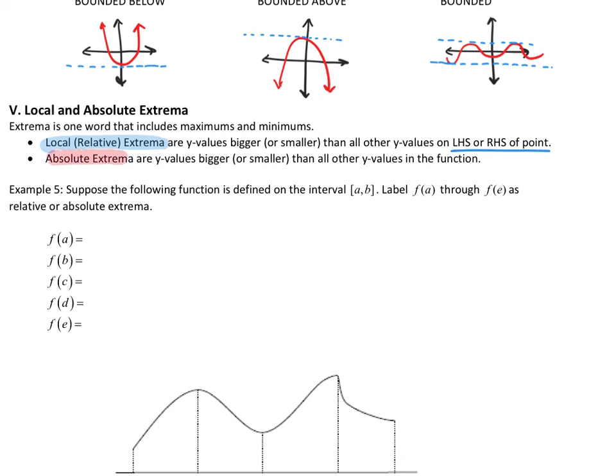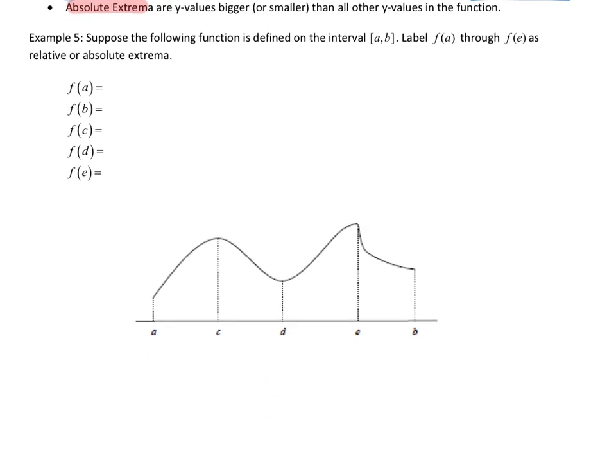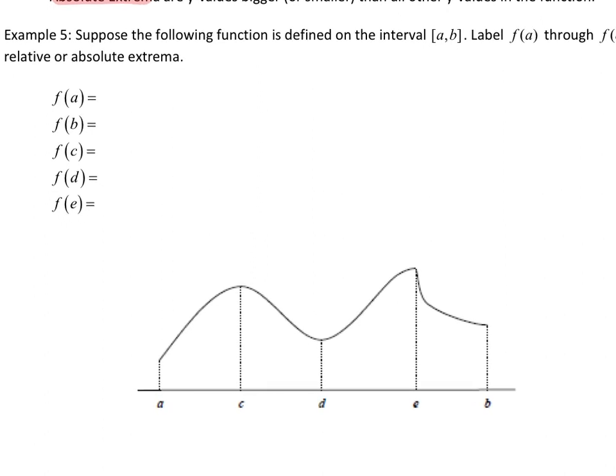Absolute extrema are the absolute biggest or smallest. They can be on the ending points because you know they're bigger or smaller than everything else that is showing. So let's label all of these points on this graph as whether they are absolute or local maximums and minimums. Okay, A is this one right here. This point, is it a maximum or a minimum? Is it the lowest it goes? Yes, so it is called an absolute minimum.